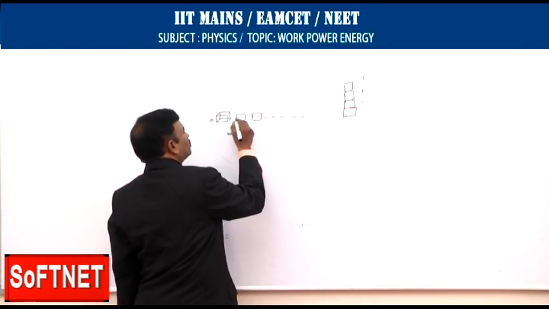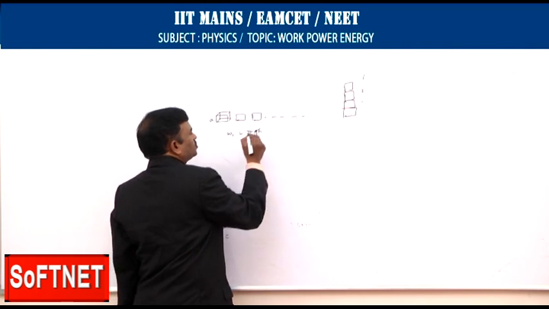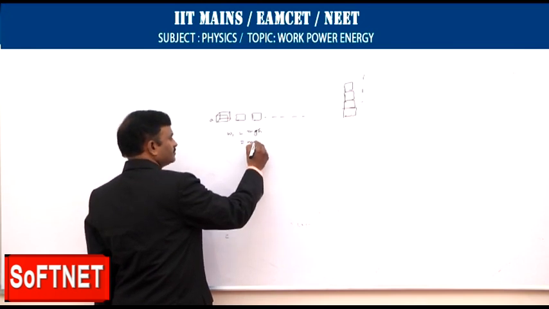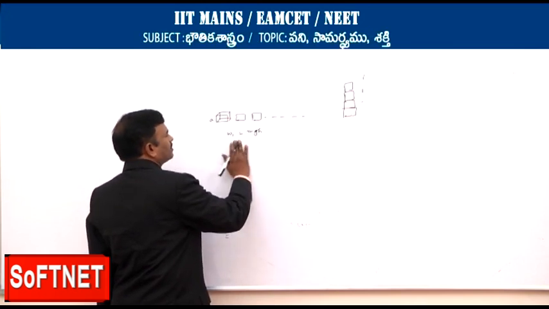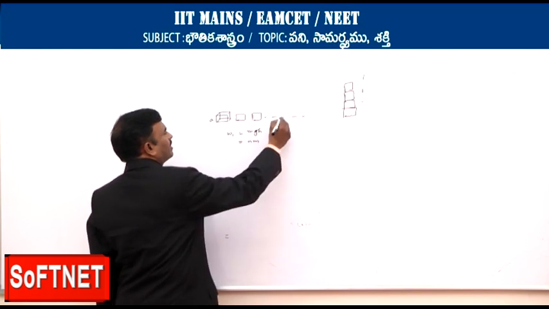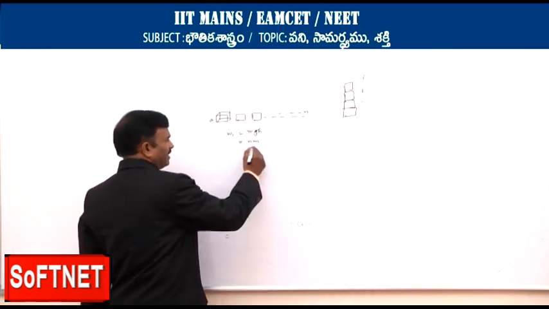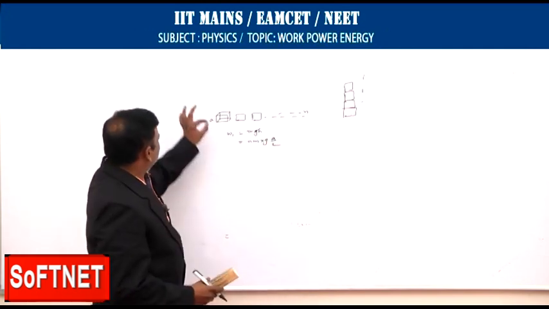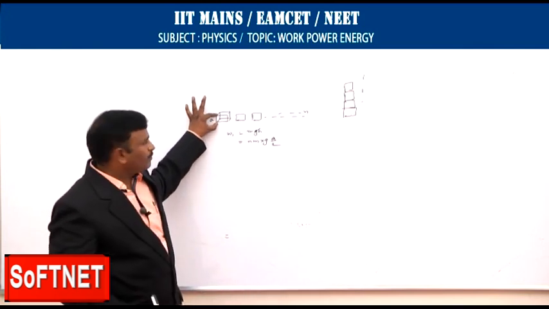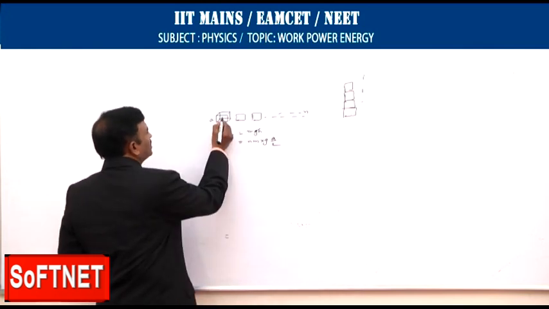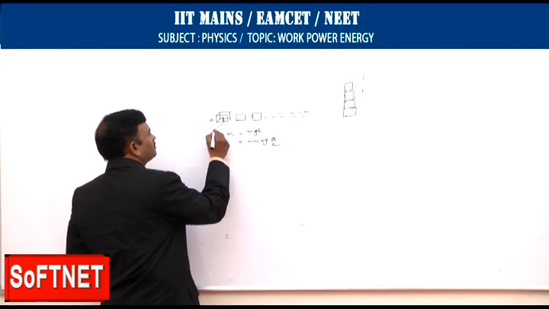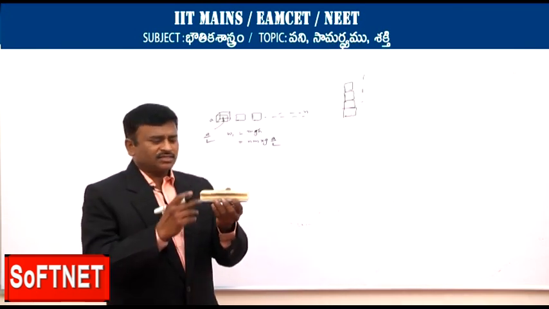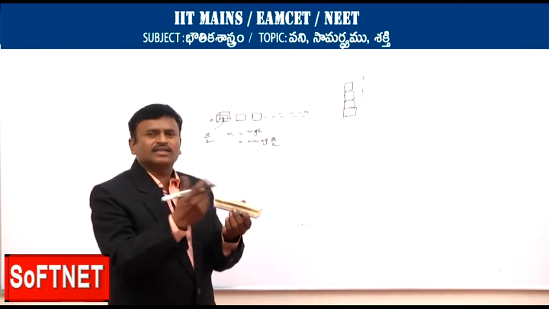Initial W1 is equal to mgh, the general formula. What is the work? M: how many blocks are there here? N blocks are there, so it is nm. G is g only. H is how much? A by 2. Why? Because the center of mass, the total side is A, and the center of mass will be half of that. It means the center of mass is at A by 2. So take any regular object: half of the height of the object will be the center of mass for the cube.